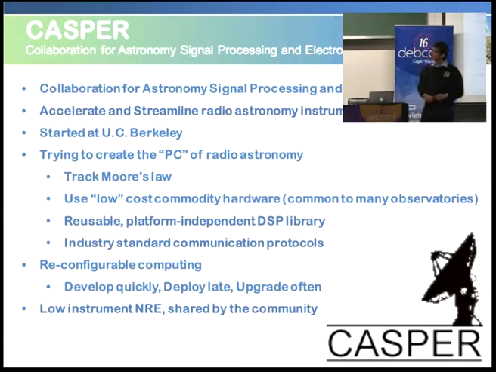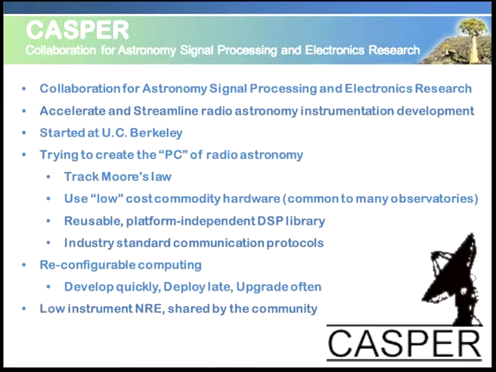And it turns out we weren't the only ones thinking along these lines. The Collaboration for Astronomy, Signal Processing and Electronics Research, or CASPER, which started at UC Berkeley, tried to create the kind of PC of radio astronomy. So the idea is to sort of accelerate and streamline the development of these instruments, which can take over 10 years sometimes. And in so doing, sort of better track Moore's law.